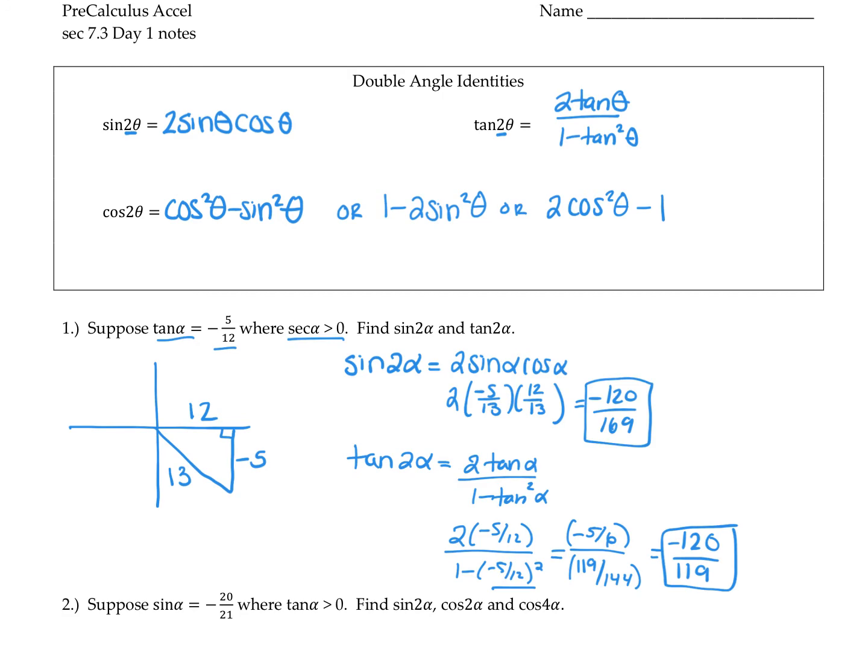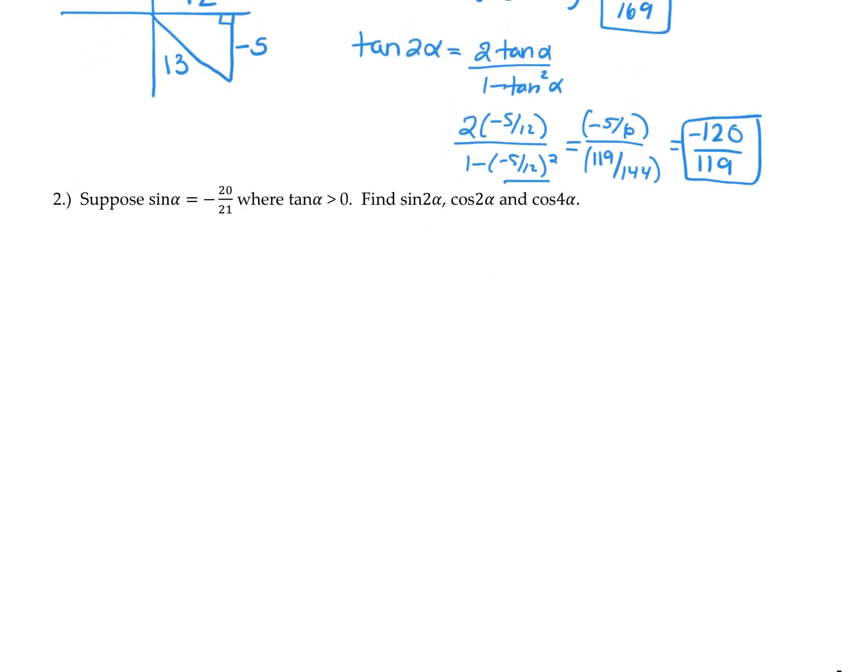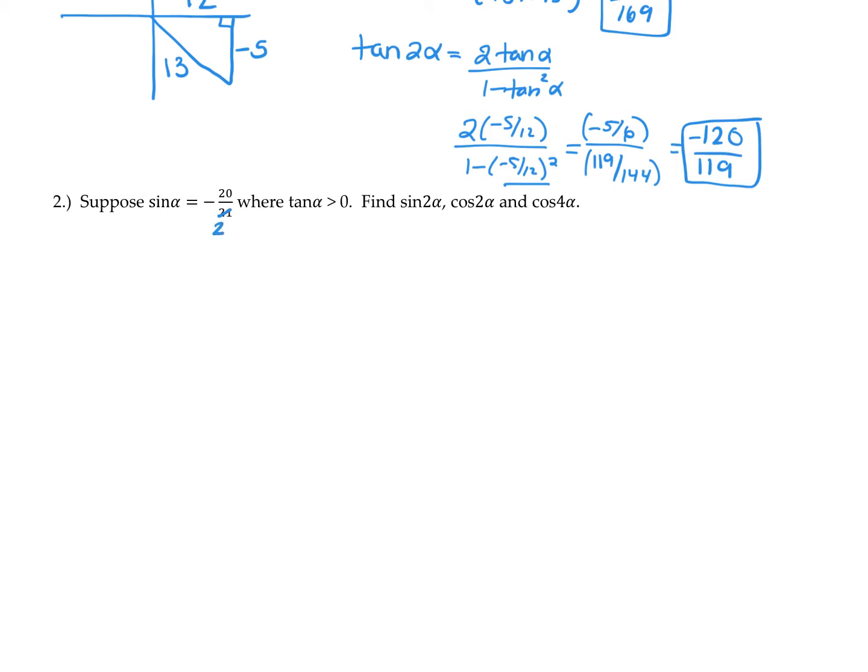All right, now we're going to draw a second triangle, but there's actually a tiny error on this. This should not say 21, it should say 29. So if sine is negative and tangent is positive, that means this is happening in quadrant 3. So if my sine is negative 20 over 29, this is actually a special triangle, but if we didn't know, it's a 20, 21, 29. But I'm in quadrant 3, so my x is going to be negative 21.